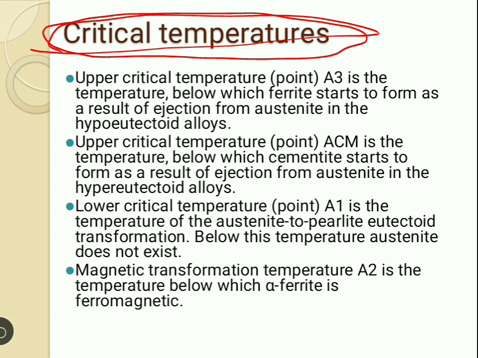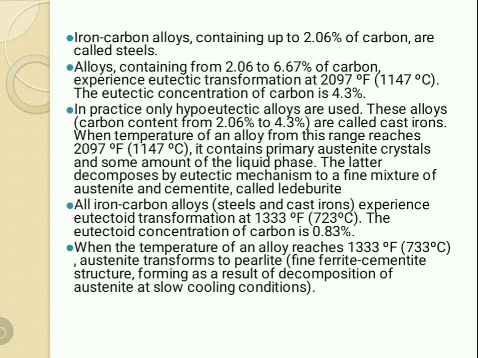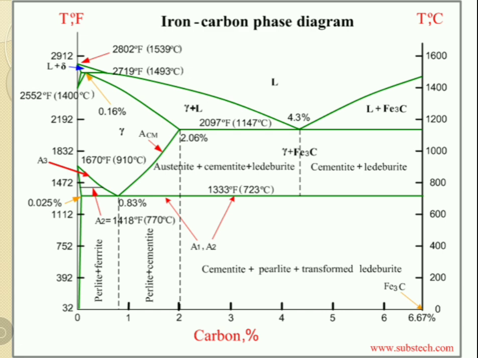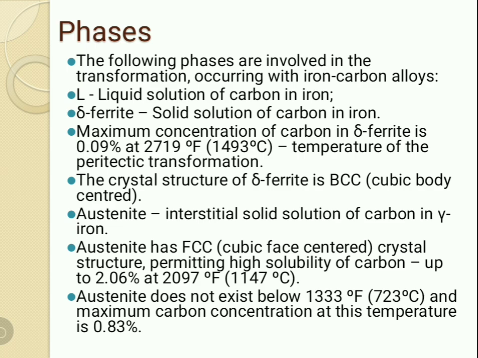Now the first one, the upper critical temperature A3, is the temperature below which ferrite starts to form as the result of rejection from austenite in the hypoeutectoid alloys. From the diagram we can see A3 is here, where the austenite is converting into ferrite. So that is the A3 upper critical temperature.